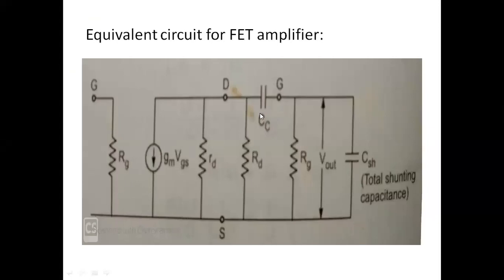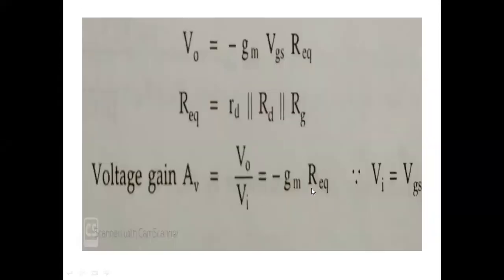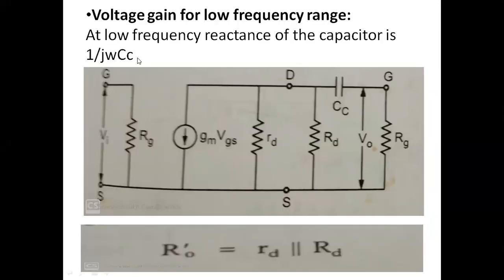Okay. At mid frequencies, we just make the capacitance a short circuit and we get the gain as minus Gm into R equivalent. And in this case, at lower frequencies, we should consider the capacitance because it provides some reactance. So that's why the circuit becomes like this. Next, let us consider the parallel combination of these two resistances, small rd and capital Rd, as R naught dash.